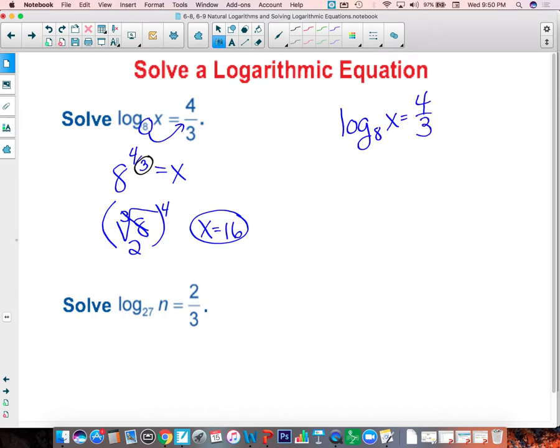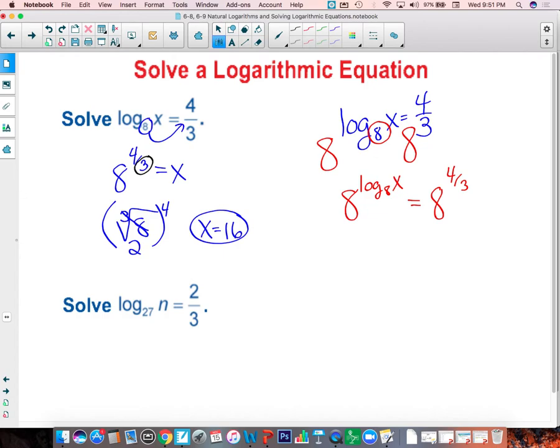So this way is called exponentiation, or it's another way to exponentiate. I want to cancel out that log. So you look at the base. I'm looking at the base of 8. In order to cancel out the log on the left-hand side, I'm going to take both sides as a power of 8. So I'm going to say 8 to the power of log base 8 of x, and then 8 to the power of 4/3. If I rewrote that here so it looked a little bit better, that's what it would look like to exponentiate.